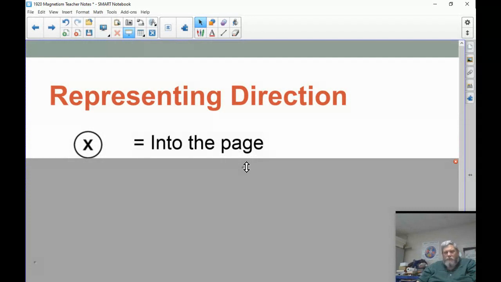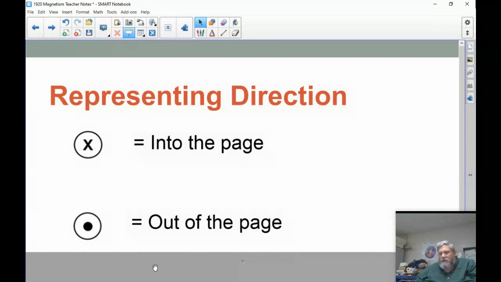Basically, we'll use our page. When we look at a page, like if I have a piece of paper here, our directions are going to be towards the top of the page, towards the bottom of the page, left, right, and then in and out, or sometimes we'll say up and down. Into the page would be this way, out of the page would be this way, top of the page would be this way, bottom of the page would be this way, and so on. To represent something that's into the page, you just draw a circle with an X in it, right?